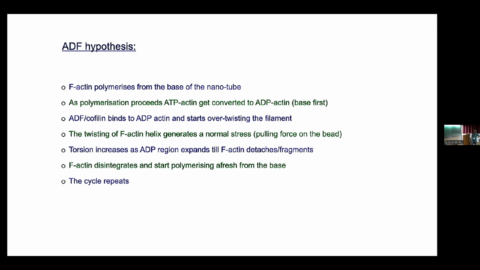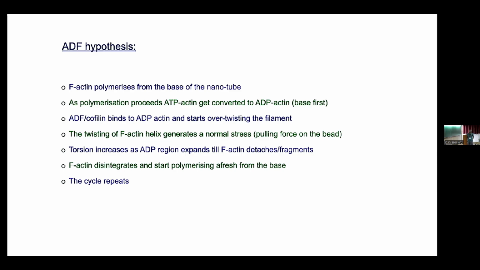Then cofilin or ADF starts binding to this ADP actin and starts over-twisting the filament and generating stress in the filament. And it is this stress which we see as a pulling force on the bead. As the torsional stress increases, the F-actin detaches and fragments, because now the stress is very high, and either the filament detaches from the bead or the filament just fragments because of the action of cofilin.